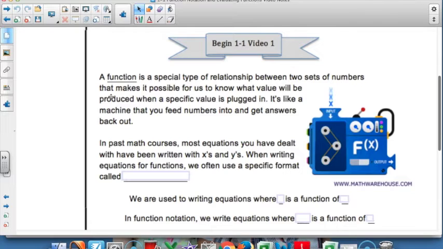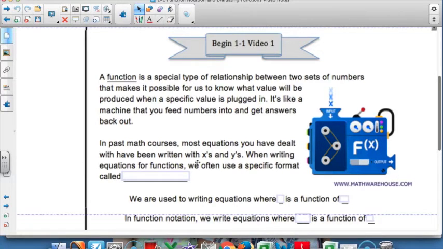A function is a special type of relationship between two sets of numbers that make it possible for us to know what value will be produced when we have a specific value plugged in. It's kind of like a machine that you plug numbers into. Typically, we call those inputs our x values, and it spits out some f of x. Sometimes you'll see that referred to as y, sometimes f of x.